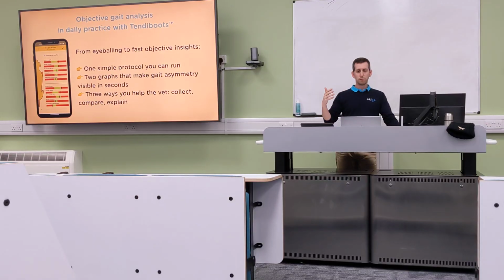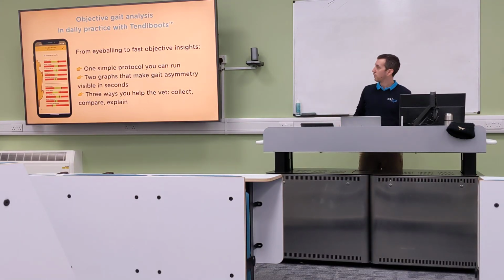It is a way, with a simple protocol, to give you two graphs. This is the Tendiboots application that you see on the left. We give you two graphs that you can use very easily in daily practice: a symmetry result and a history, so you can see how a dog is evolving. And we try to help you.